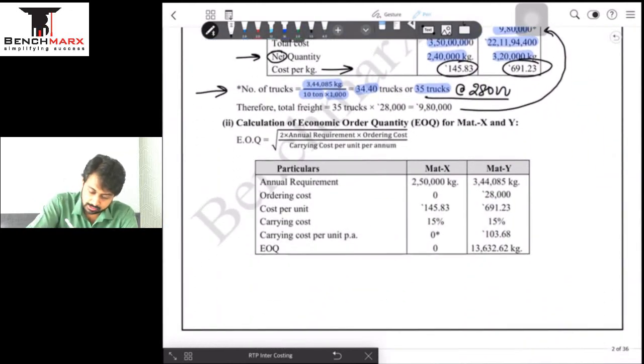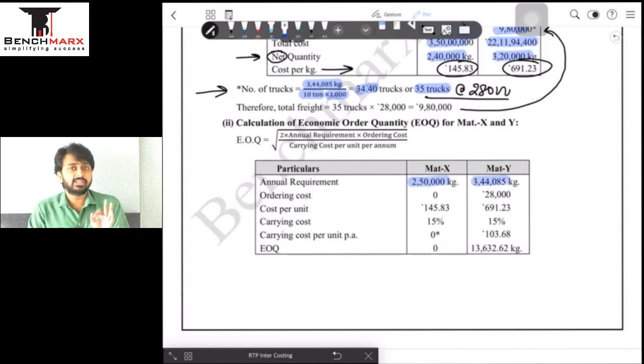The gross requirement, as I mentioned, is 2,50,000 and 344. This will always be gross because I'm finding the amount of goods to be ordered, and the goods to be ordered will always be gross. वो order करने के बाद loss होगा. बराबर, ठीक है. Ordering cost, obviously it is nothing for X because वो truck वर्क कुछ भी X के लिए use नहीं हो रहा है. And the ordering cost for Y is 28,000 because one trip is costing 28,000.